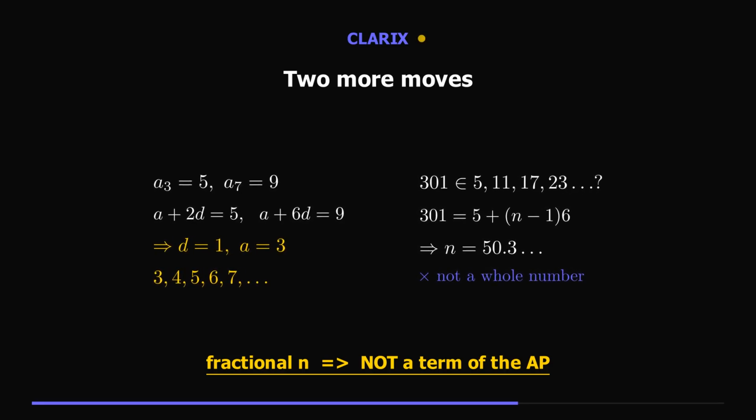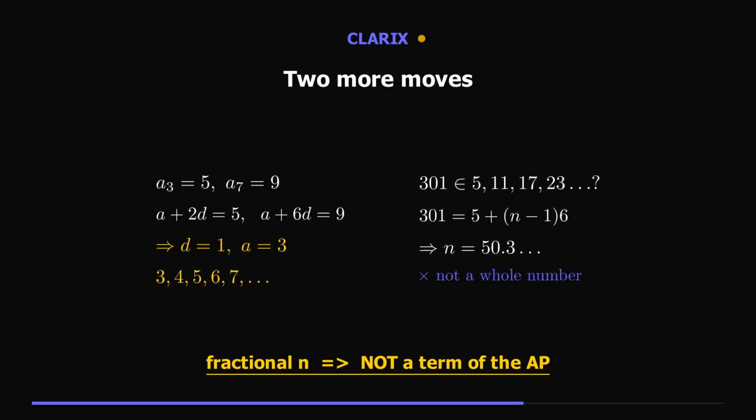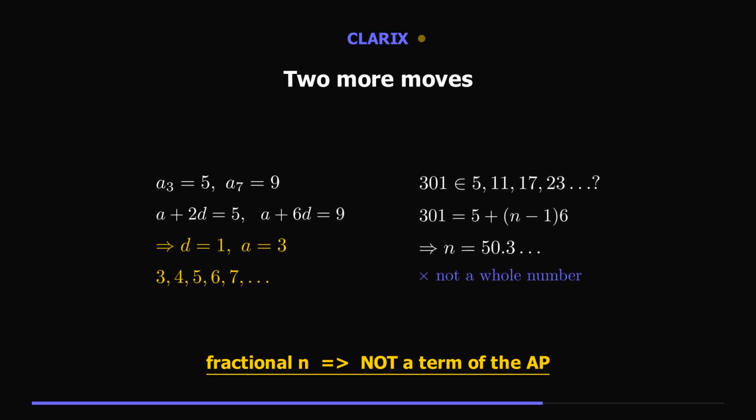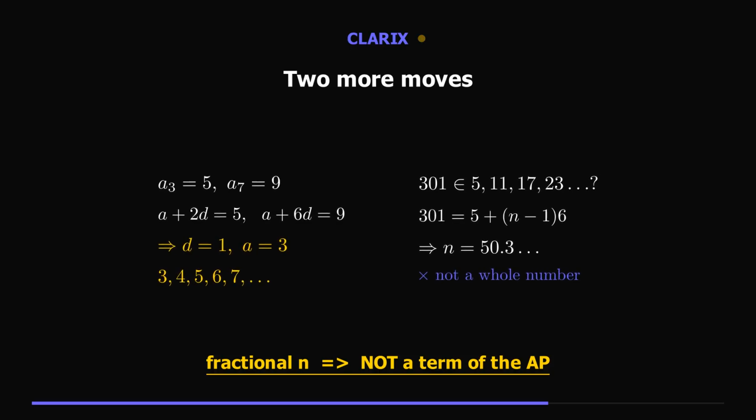Now a yes or no trap. Is 301 a term of 5, 11, 17, 23? Here a is 5, d is 6. Set the formula equal to 301 and solve for n. You get 50 point something. But n counts a position, so it must be a whole number. It isn't, so 301 is simply not in this list. Whenever n comes out fractional, the answer is: not a term.